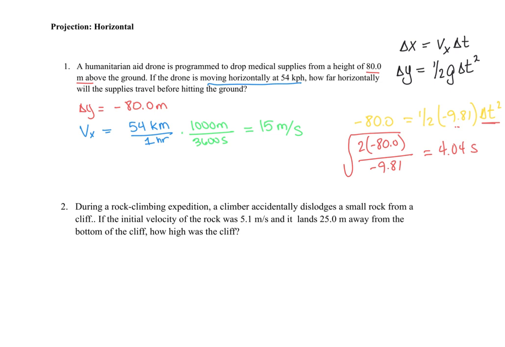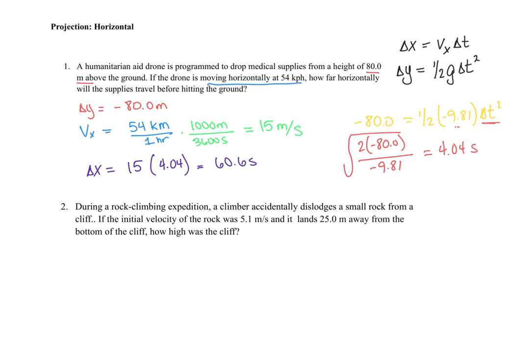And now we really have everything we need to figure out our change in x. Our change in x is what we're looking for. We have our initial velocity of x, that's 15 meters per second. We have the number of seconds that we will be traveling that far, and we just multiply. When you multiply, you should get approximately 60.6 meters.